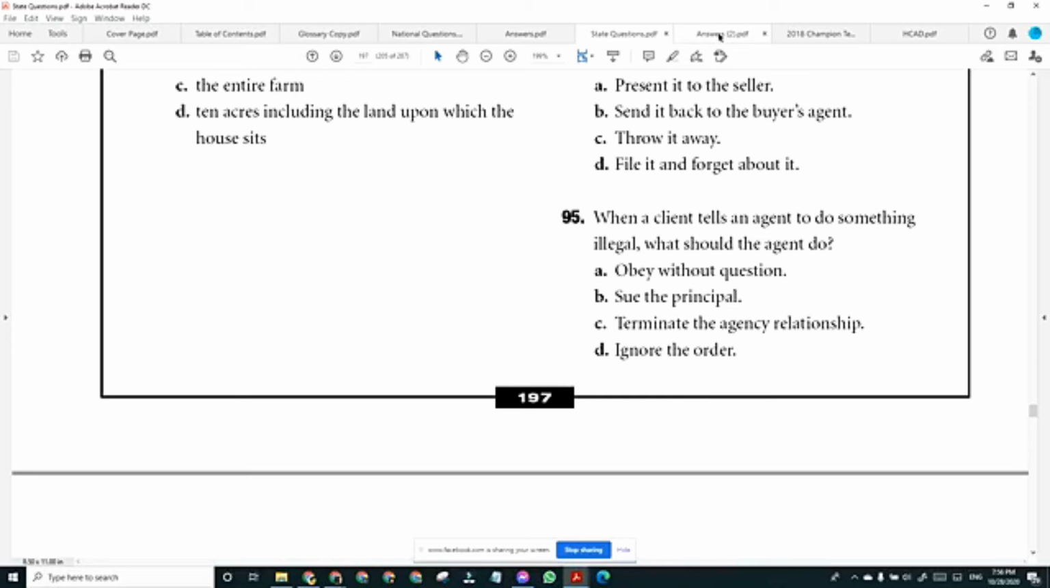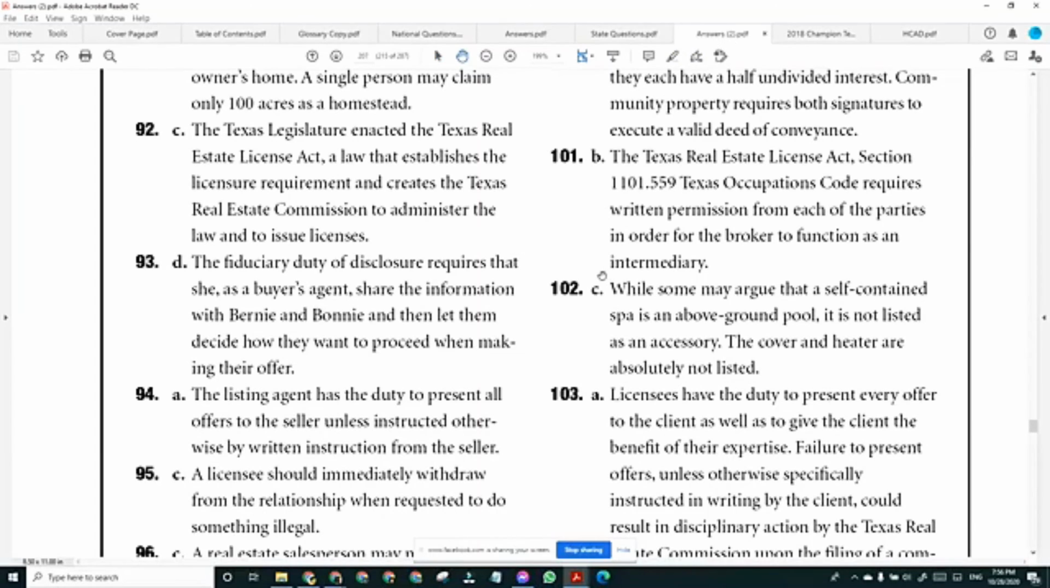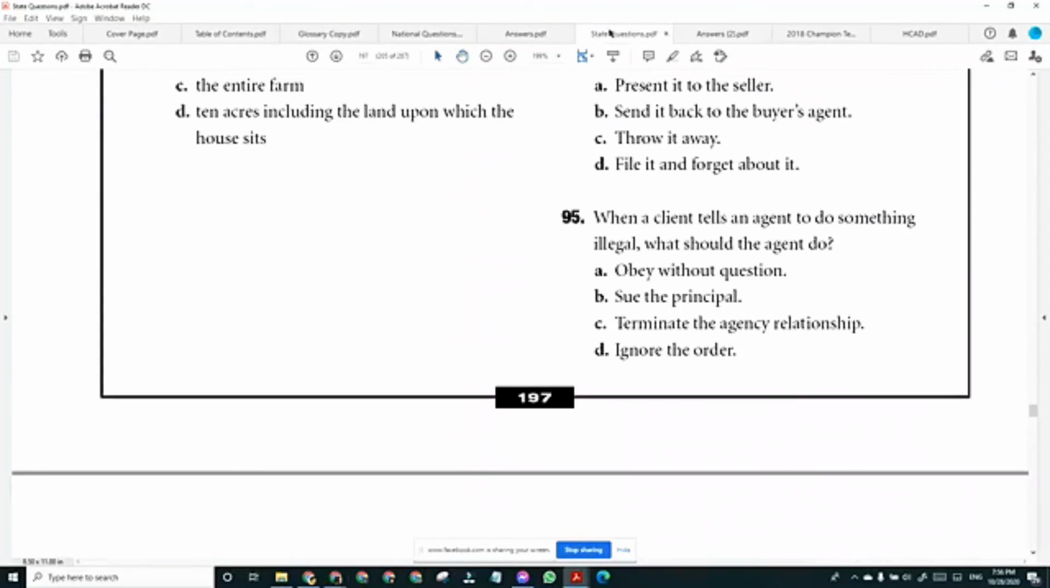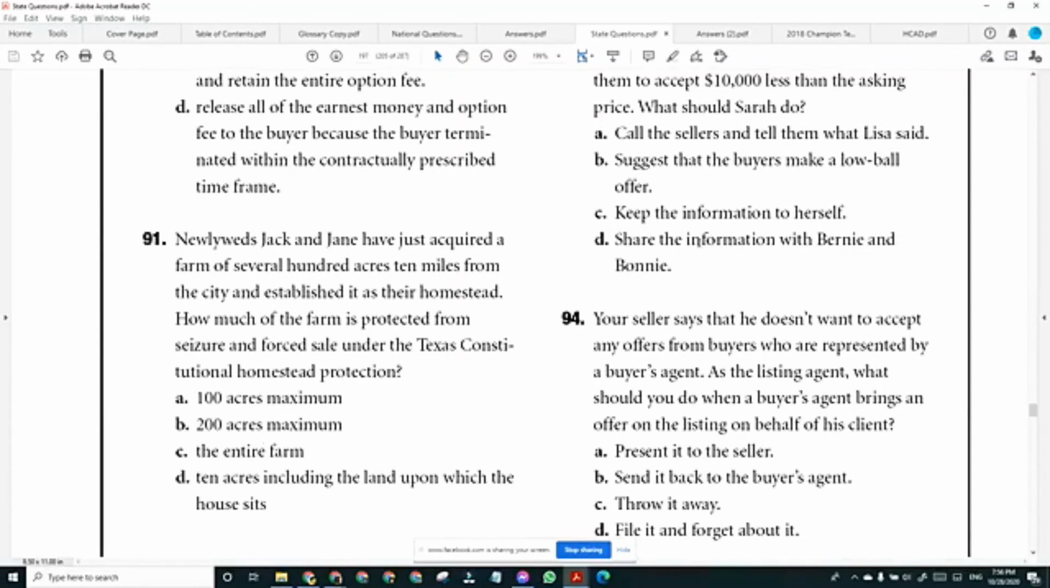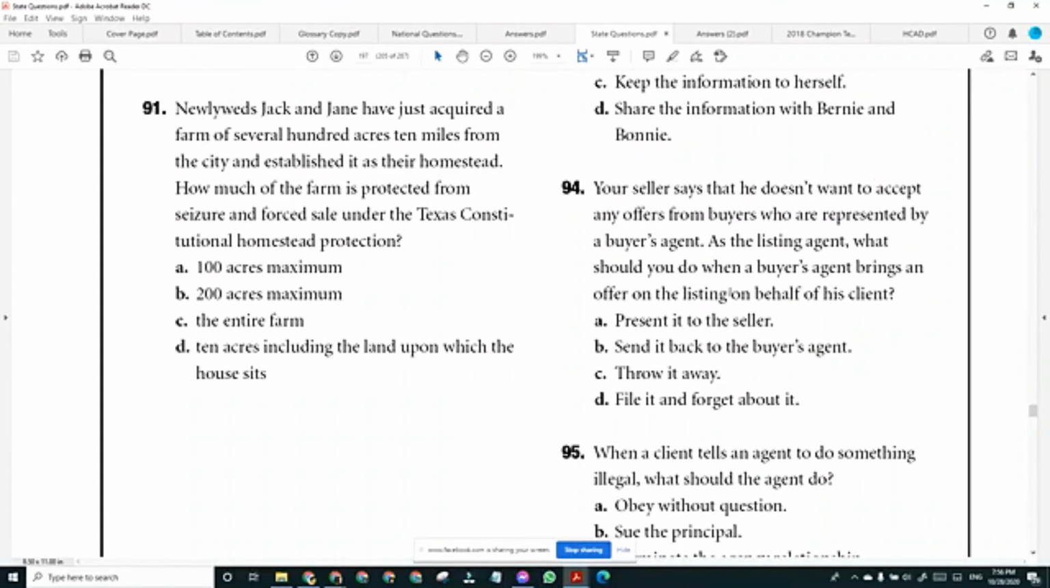Oh, I wrote 93C. What did I write? Oh, on 93, what did I write? Oh, I'm sorry. Yes, thank you for watching that. See what I wrote? Good thing is I learned from one of my students, I can go back and correct. Yes, it's 93D. Disclose, disclose, disclose. Share the information. I was explaining that we don't keep the information to ourselves, and I wrote down C, right? Share the information with Bernie.